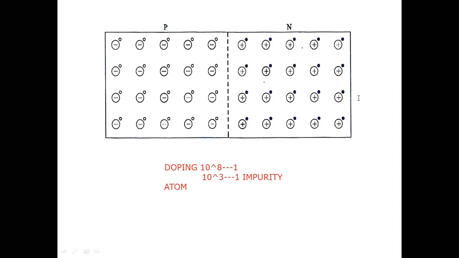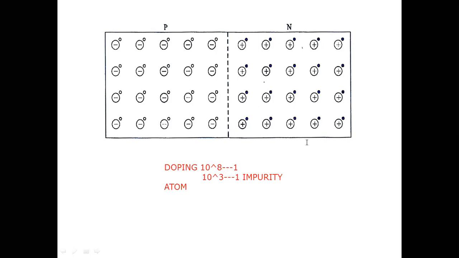Means the construction is same. I will take a semiconductor material. Half of the semiconductor material is doped with trivalent impurities to get p-type, and half of the semiconductor material is doped with pentavalent impurities to get n-type semiconductor material. Okay, so the only one thing I am changing is the doping concentration.